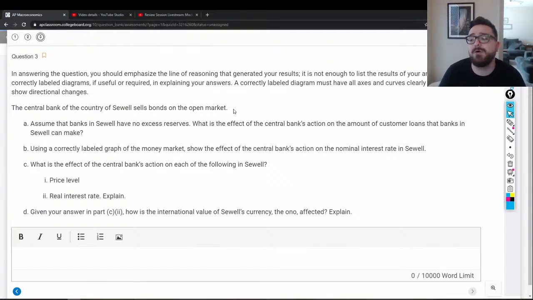If they currently have no excess reserves, banks shouldn't be able to lend out anything right now. So I would say initially, banks have already lent out all of their money, so they can't lend out any additional amounts. However, due to the money multiplier effect, the central bank selling bonds should decrease the money supply, because the Federal Reserve selling bonds is a contractionary monetary policy, which will decrease the overall amount of money that the banks can lend out in the long term, or eventually.